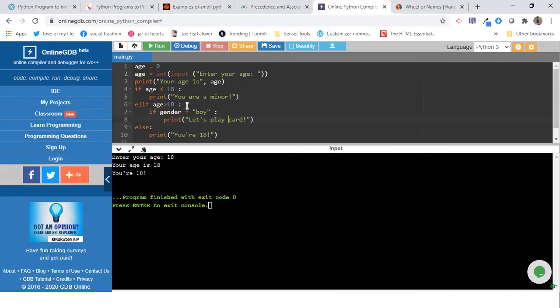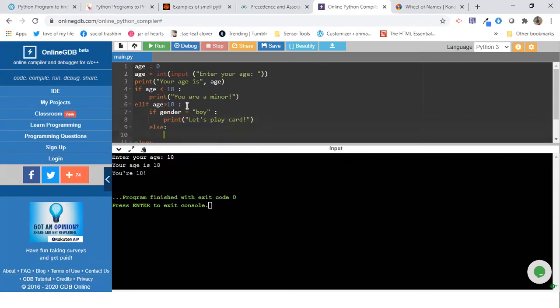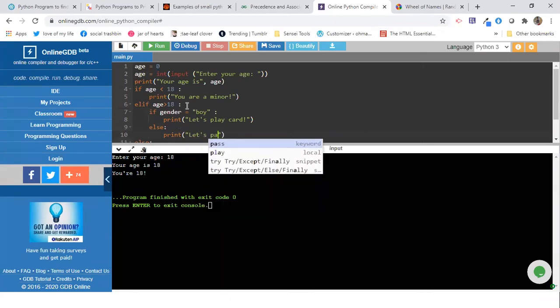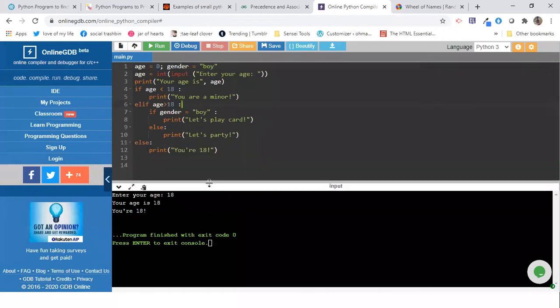Because there are two instructions, we will use if, else. With else, what will happen? Print. What will it print if the person is 18 and a girl? Print let's party. For example, gender is boy. Okay, that is your program. Let's check.